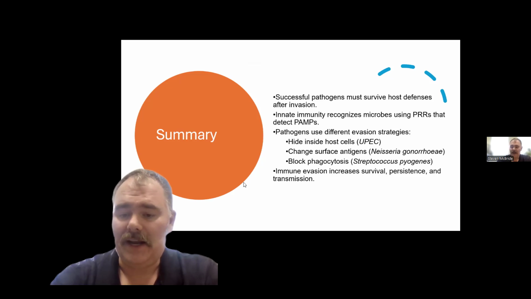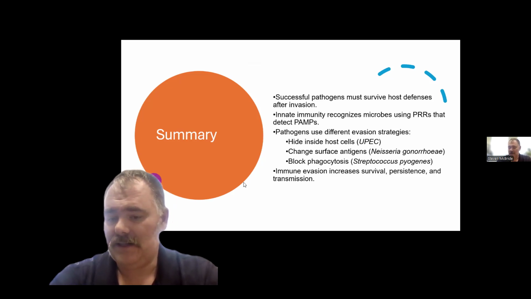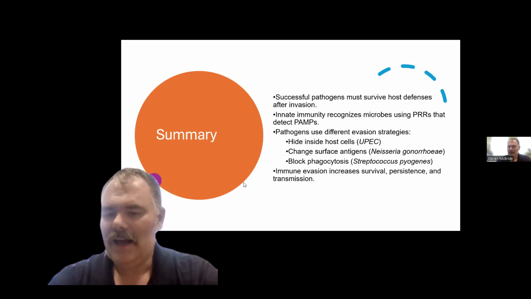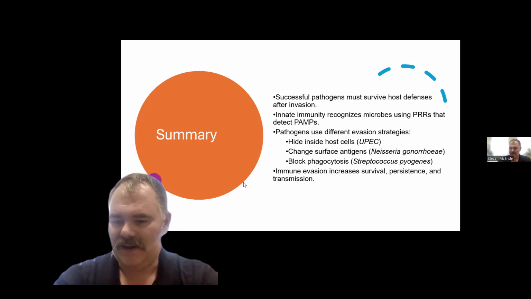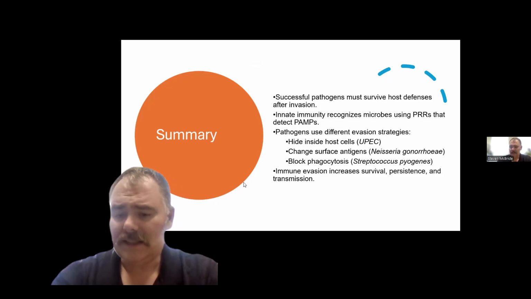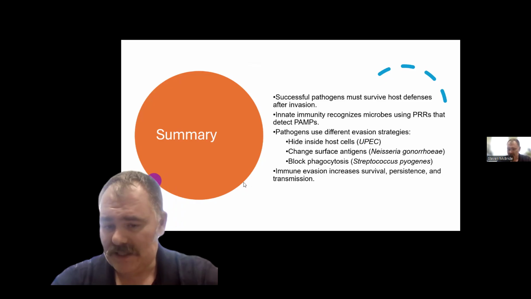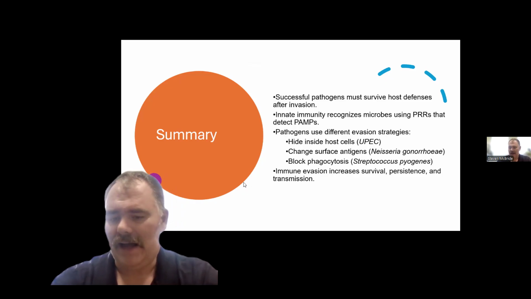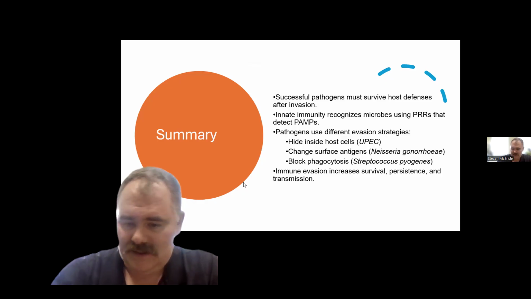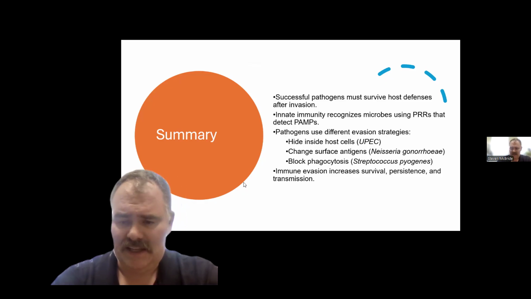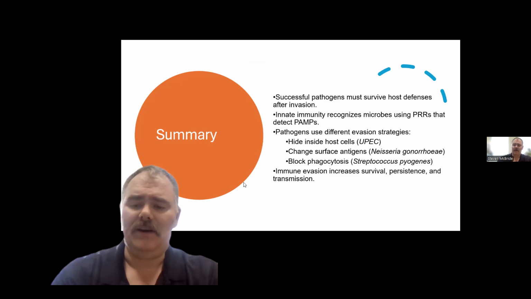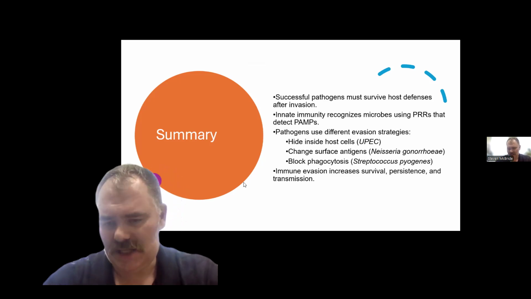The innate immune system recognizes pathogens through pattern recognition receptors and detecting these PAMPs, which are these pathogen-associated molecular patterns. If a pathogen cannot overcome these defenses, the infection ends quickly. Successful pathogens have evolved strategies to avoid destruction. Some hide inside the cells, others make themselves hard to see, and others can just avoid being phagocytosed. There are multiple examples of these, and different pathogens take on each of these strategies in different ways.